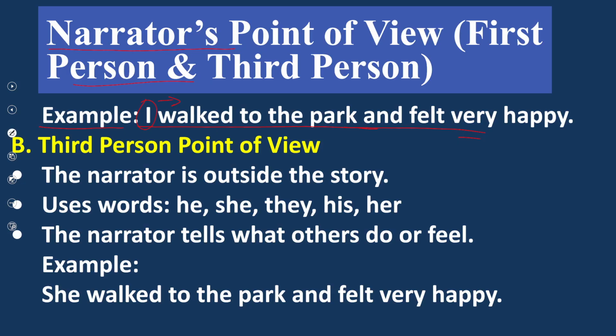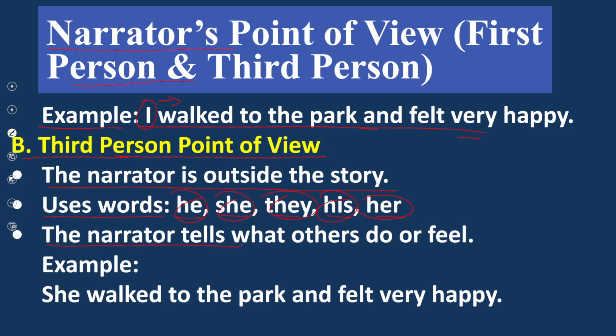Yes, now we have reached the second one, that is called third person point of view. First of all, the narrator is outside the story. Yes, the third person never remains inside the story. He detaches himself from the story and shows that he is outside the story, not a part of that story. And number two, uses words. The third person uses words like this: he, she, they, his, her. Whenever you look at the narrator's words, if the narrator uses such words in the writing, it means that the narrator is in the form of the third person, not the first person, right?